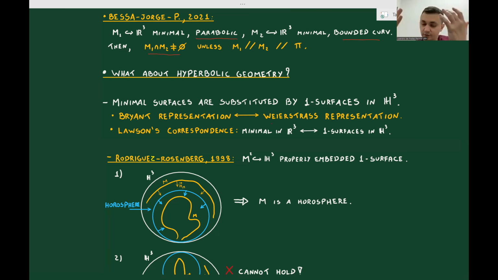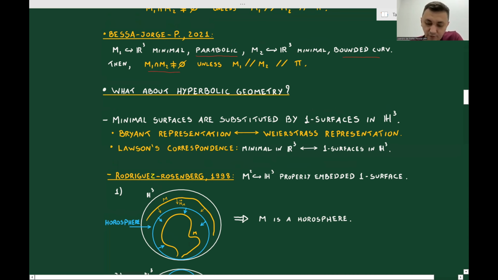So they share this kind of representation, which is really important in the theory of minimal surfaces and also CMC-1 surfaces in the hyperbolic space. And another aspect is Lawson's correspondence. From a minimal surface in R3, we can build a cousin surface in the hyperbolic space, which has constant mean curvature equal to 1. So there is a correspondence between a minimal surface in R3 and this CMC-1 surface in H3.